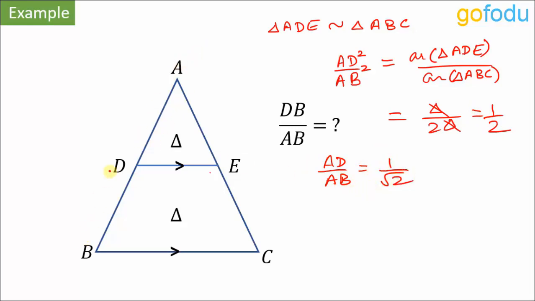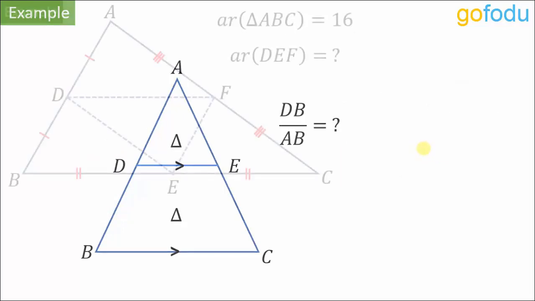AD upon AB. So if AD is K, then AB is root 2K. That means DB will be root 2K minus K. And we have to find DB upon AB. DB upon AB will be root 2 minus 1 upon root 2. This is our final answer. Moving on to the next question.